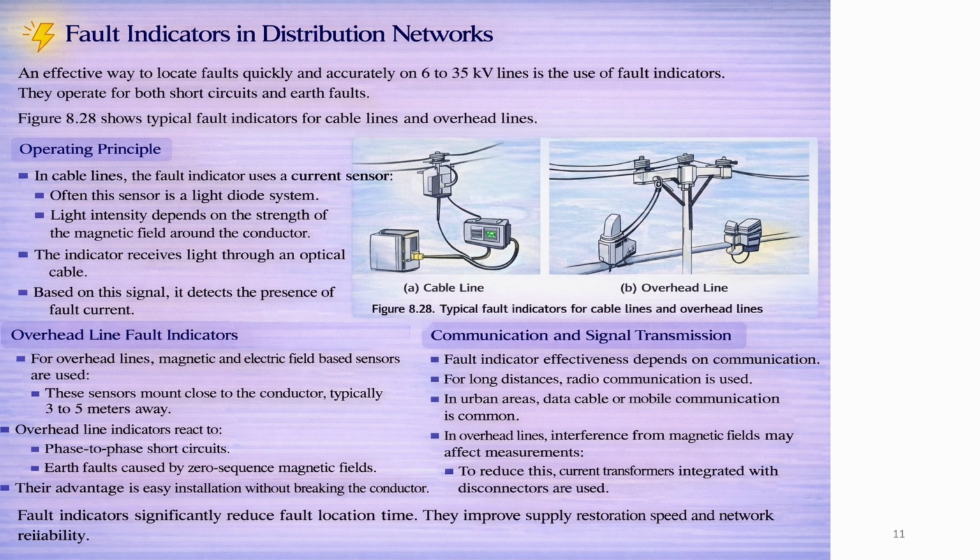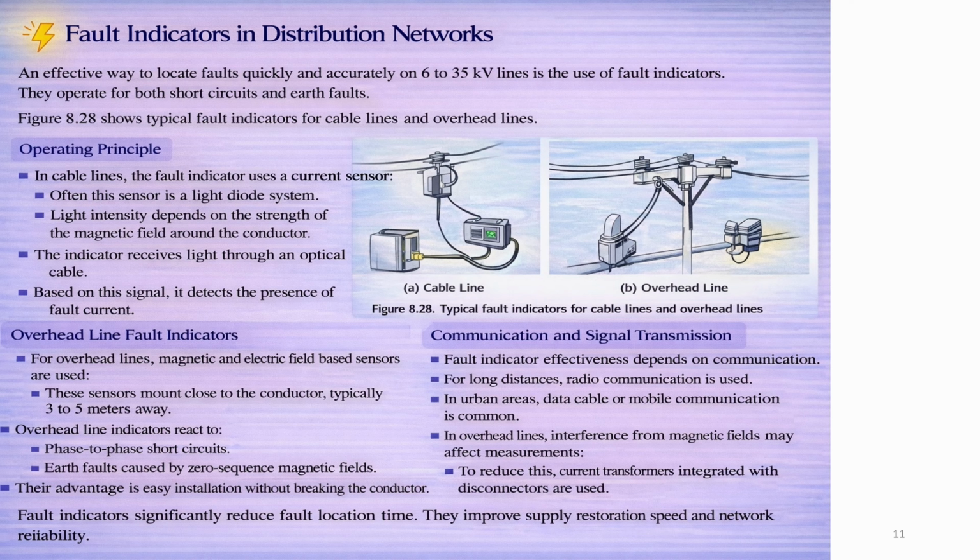For overhead lines, magnetic and electrical field-based sensors are used. These sensors are mounted close to the conductor, typically a few meters away. Overhead line indicators react to phase-to-phase short circuits and earth faults caused by zero-sequence magnetic fields. Their advantage is easy installation without breaking the conductor.